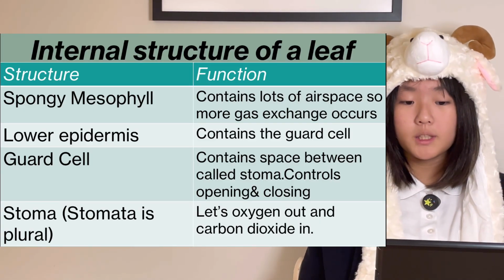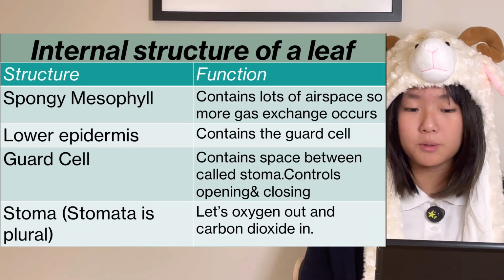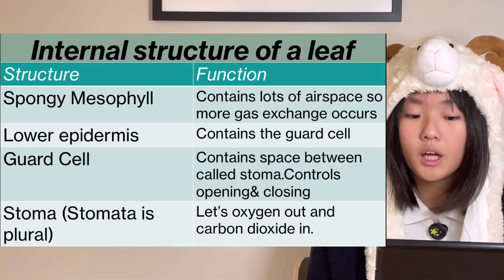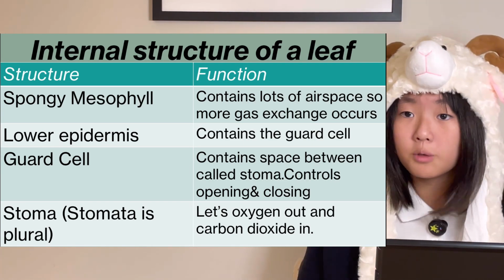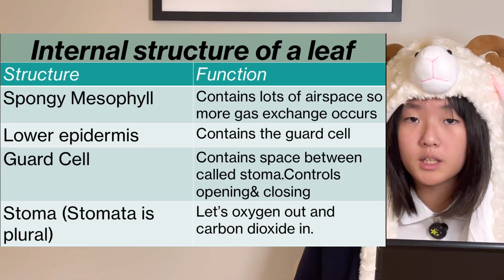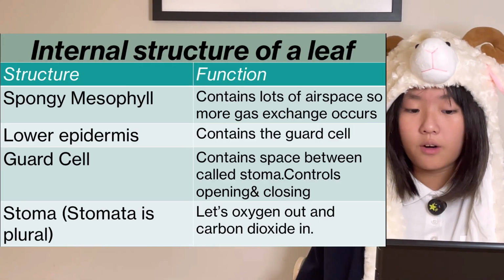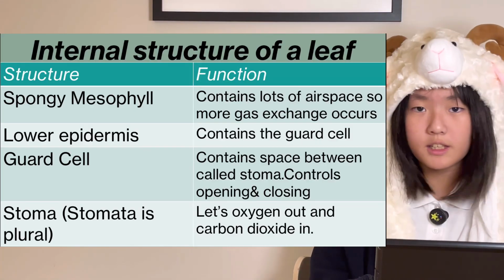The lower epidermis contains the guard cells. The guard cells themselves contain spaces between them called stoma. They control whether the stoma is open or closed. You might have heard the word stomata, but stomata is plural and stoma is singular. It lets the oxygen out and carbon dioxide in, so it also helps with photosynthesis. It isn't just a hole.